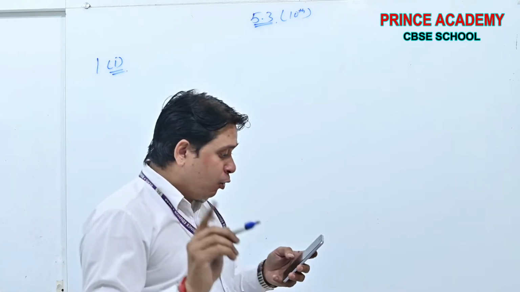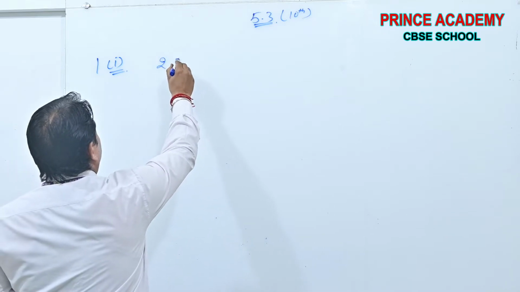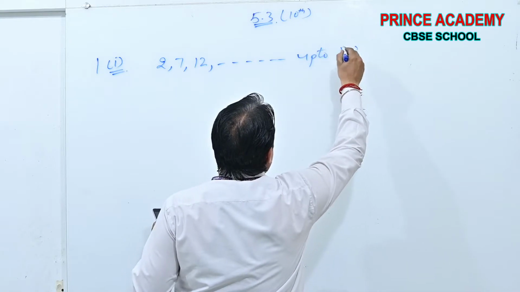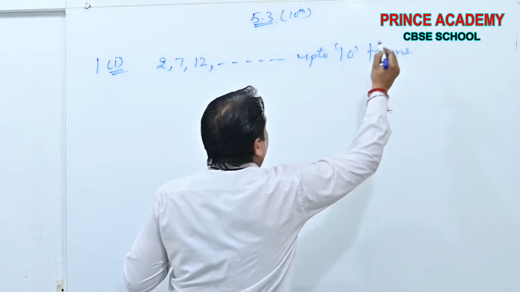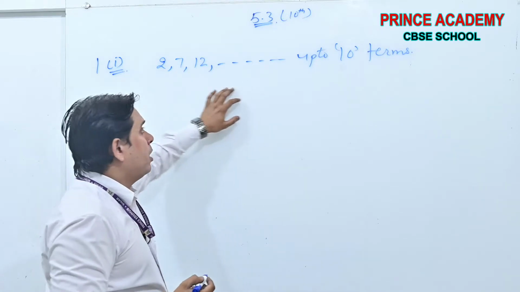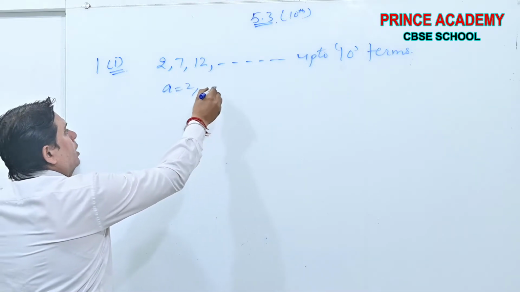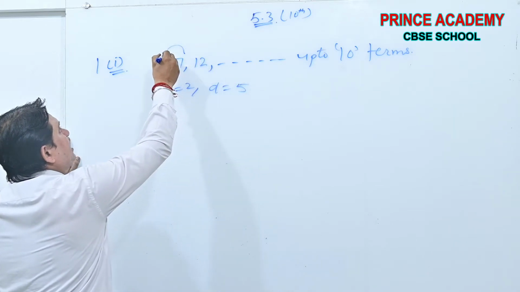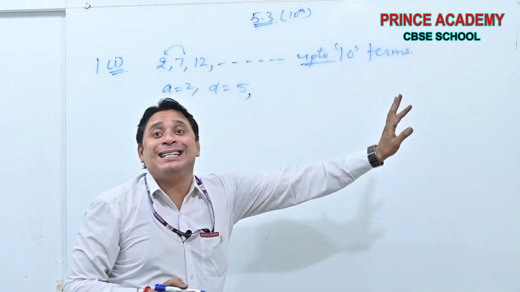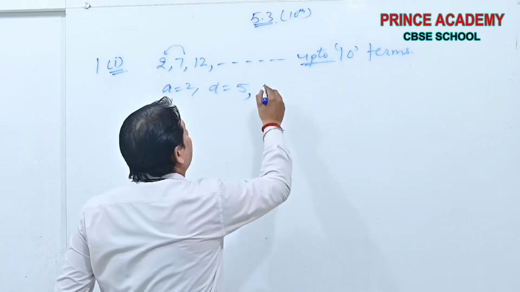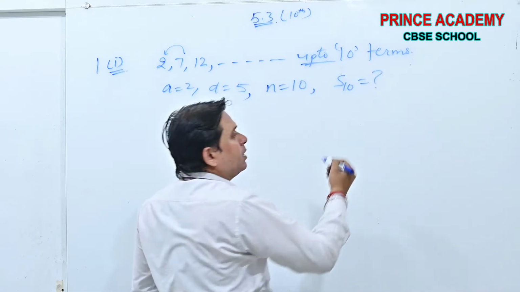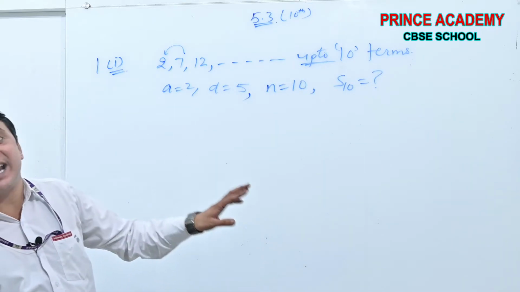Now see, first question, first part: 2, 7, 12 up to 10 terms. What does it mean? It means this is the AP where the first term is 2, the common difference is 5, this minus this. Up to n terms, up to 10 terms. What does it mean? N is 10. And what we have to find? We have to find S10.